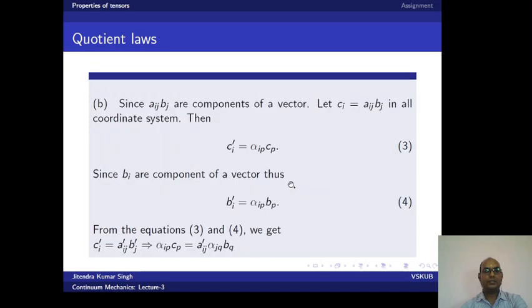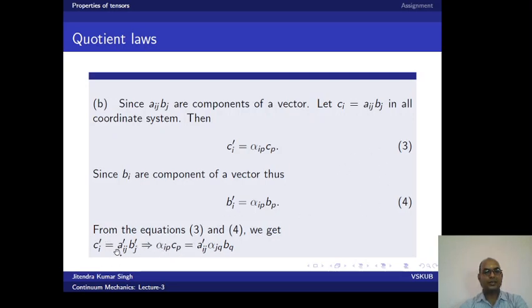Now from equations 3 and 4, we can write ci dash is equal to aij dash bj dash. And since this ci and bi are the components of a vector, they will follow the transformation rule for a vector. So we can use equations 3 and 4 here.